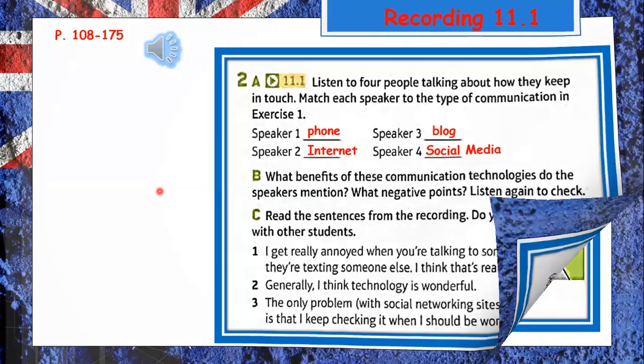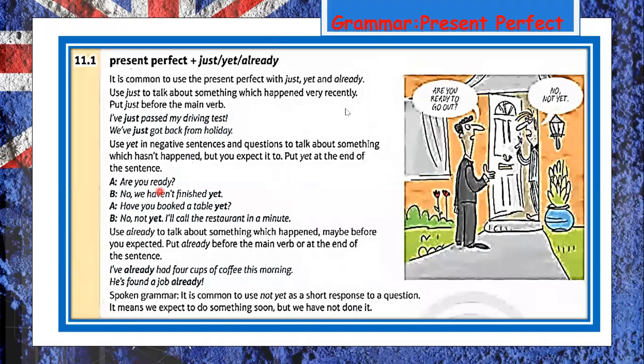Now in the next part, we are going to study and review present perfect with just, yet, and already. When we use present perfect, remember we use present perfect to talk about general experiences in life. It is common to use present perfect with just, yet, and already.